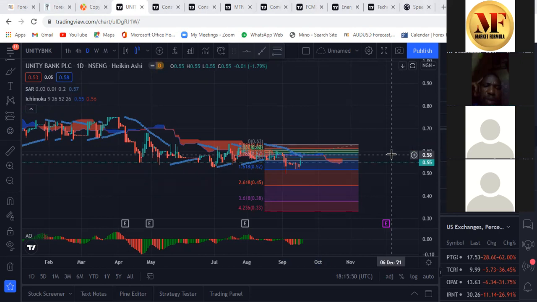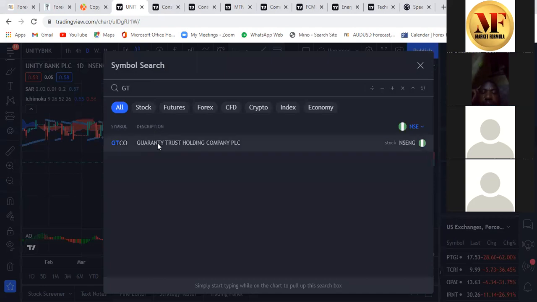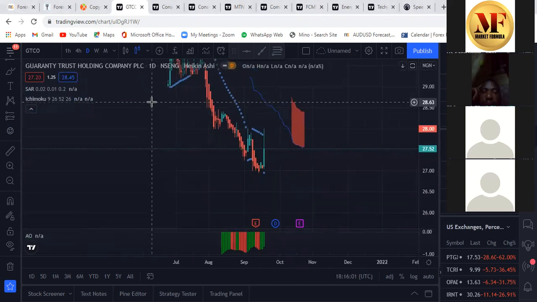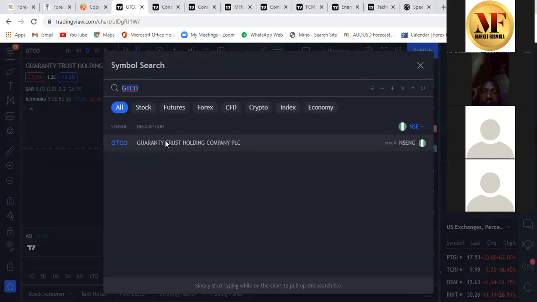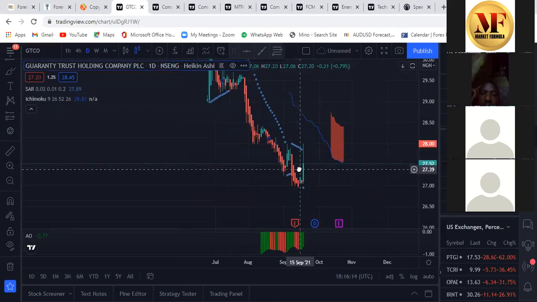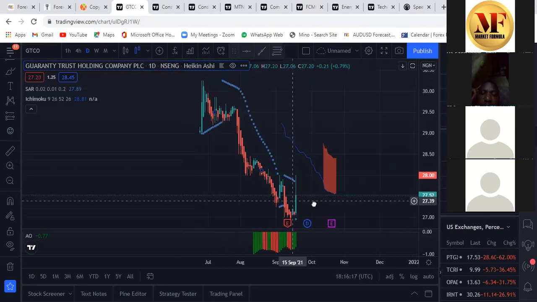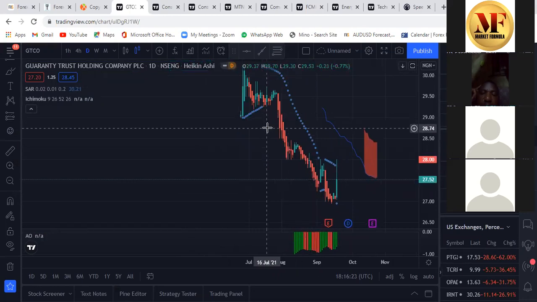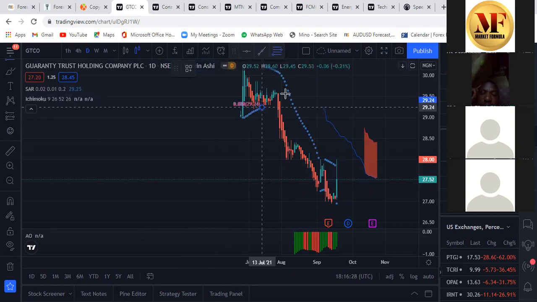Let me quickly check. Let's see what is happening to GT Bank. GT Bank is... No, sorry, this is not GT Bank. Okay, this is Giant Cross Holding. Is this GT Bank? Sorry? Yes. This is GT Bank. Wow. I've not looked at this stock in a long time. Let me see what's happening.